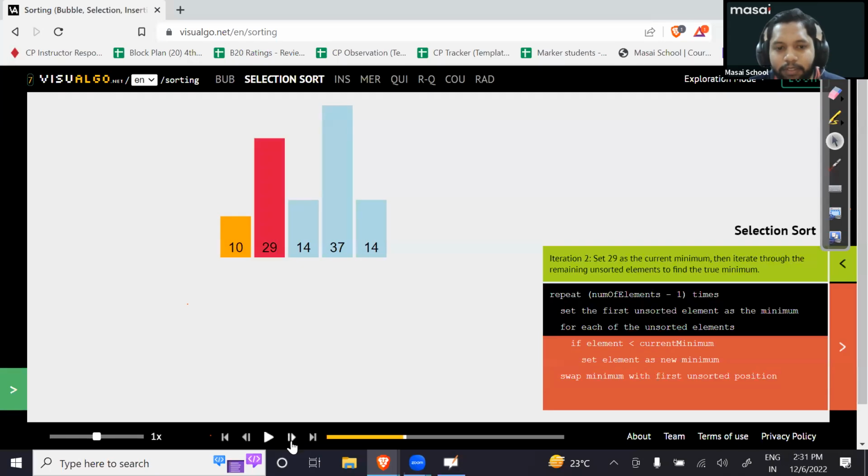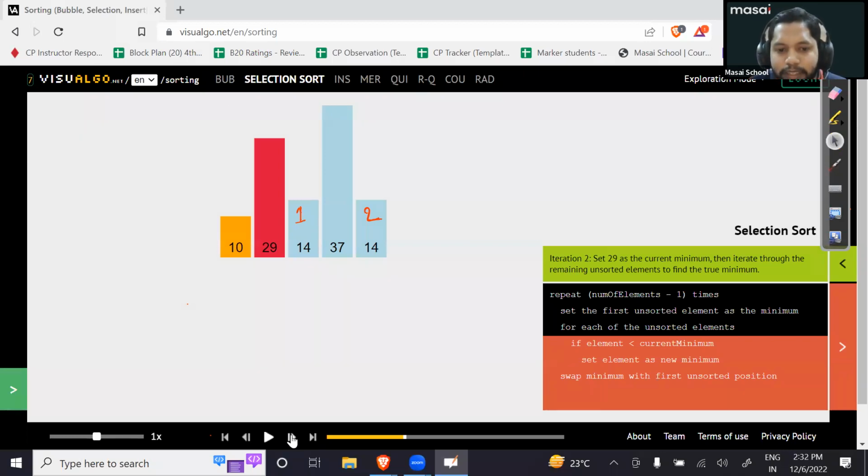Again, let's start with the second element. Is 29 minimum? No. And one more thing, guys, I want you to focus a little bit here. There are two 14s, guys, the first and the second. Please watch them carefully. Is there any position difference between the 14s or not? I want you to observe it. So let's start.